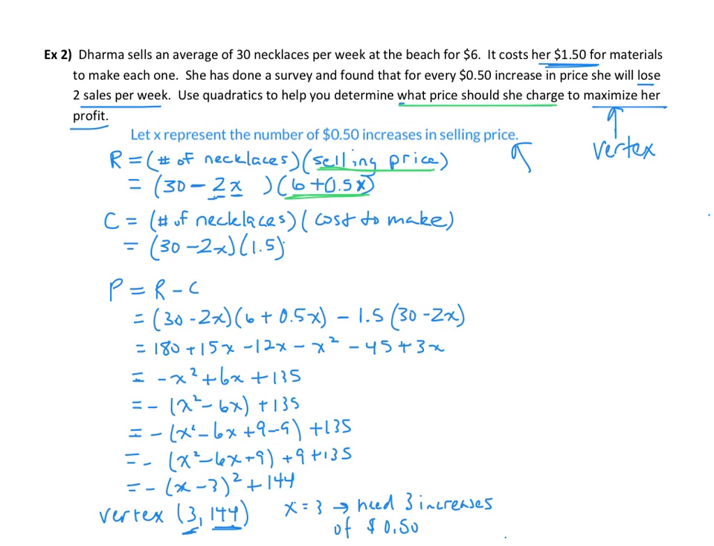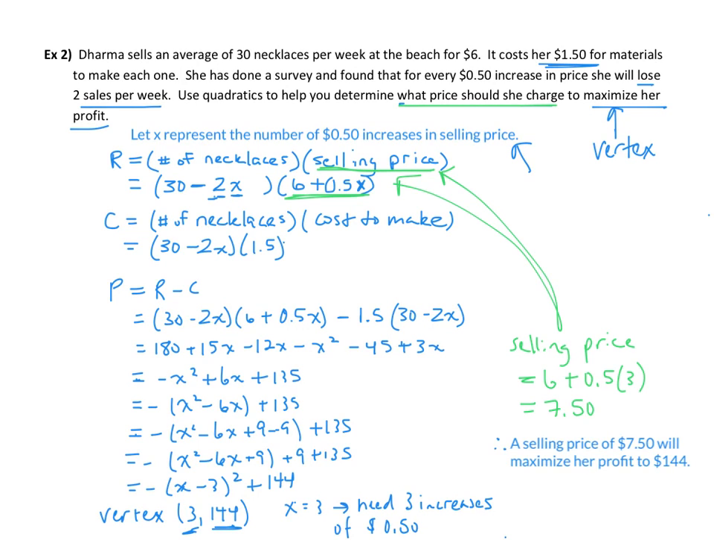Now our selling price, remember, comes from here. So our selling price will equal 6 plus 50 cents times 3. So 3 groups of 50 cents is $1.50. That's going to take our selling price up to $7.50. So that will maximize her profits.